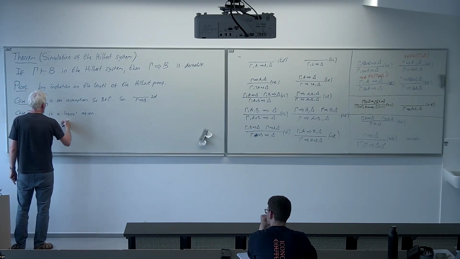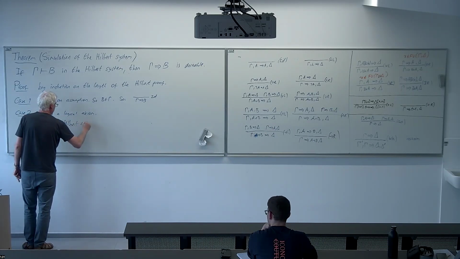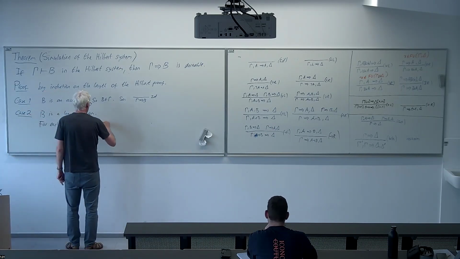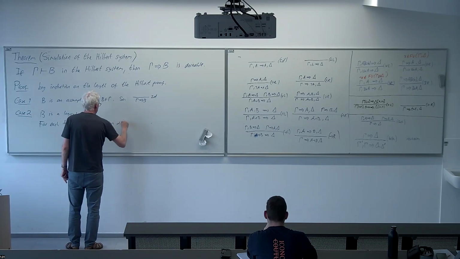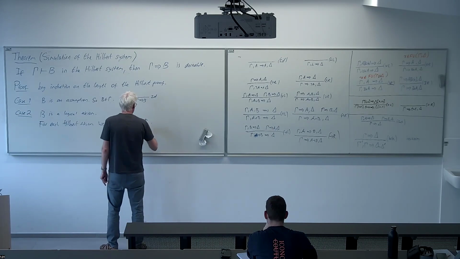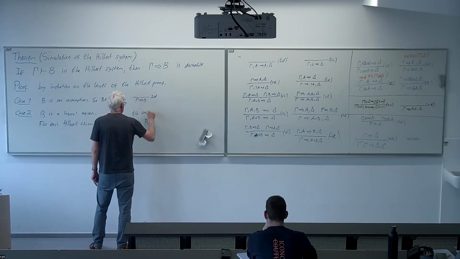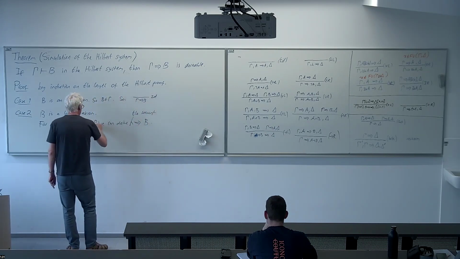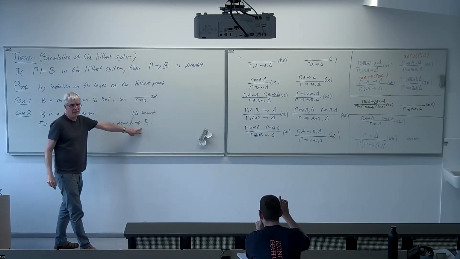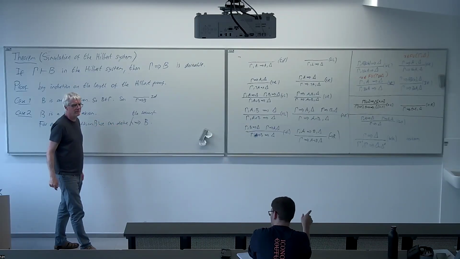for each Hilbert axiom B, we can derive the sequent with B on the right-hand side. Are we allowed to use weakening here?